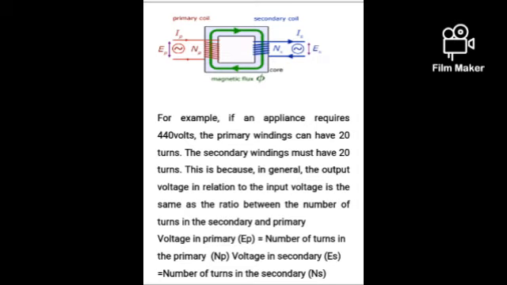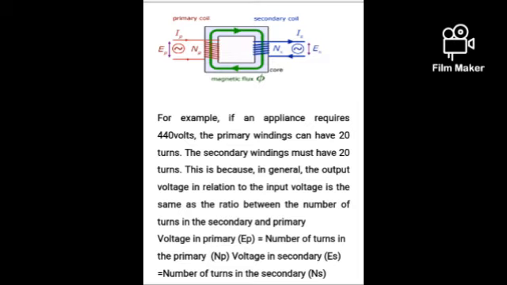Now if you look at the diagram, we can see the primary coil and the secondary coil. The primary coil is where you have the color red, while the secondary is blue. There we have your IP, EP, NP. NP, all these are for the primary coil. When you have IS, ES and NS, they are for the secondary.